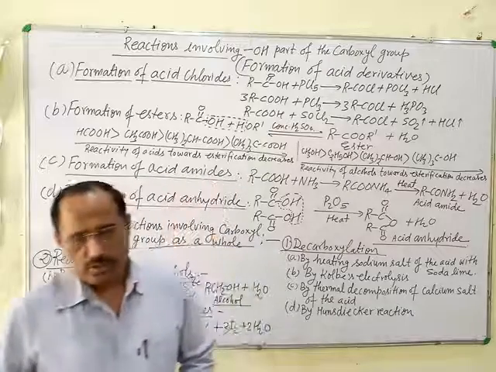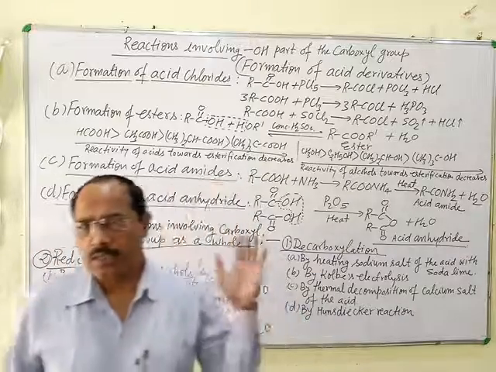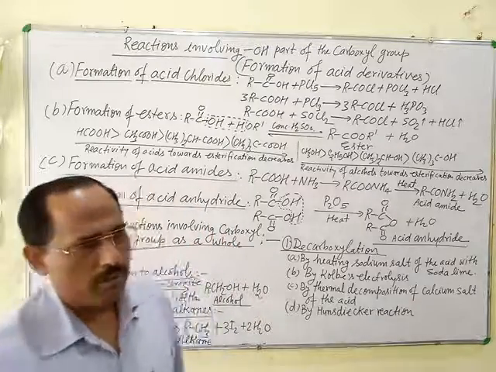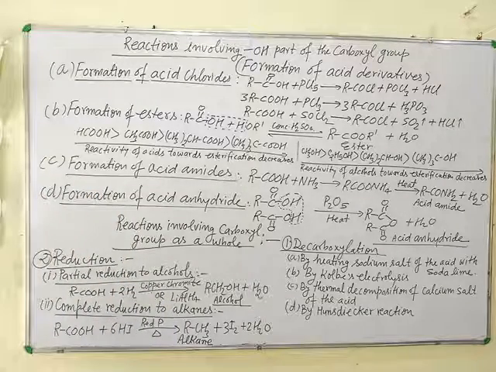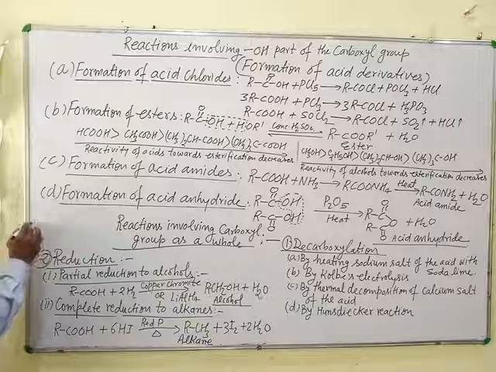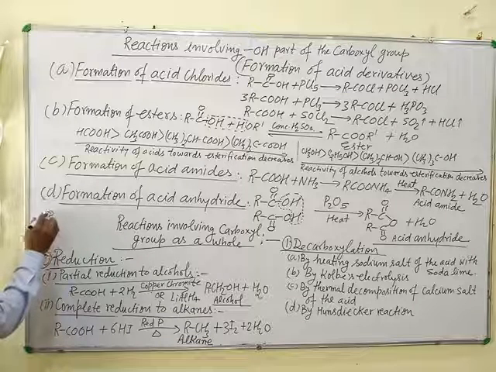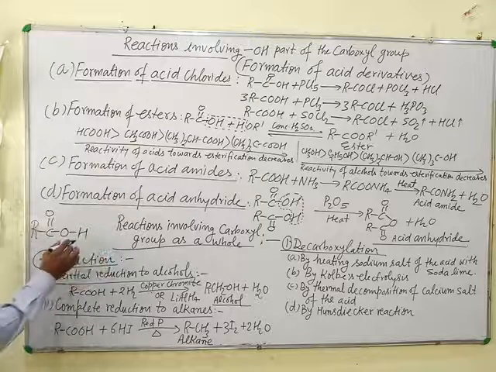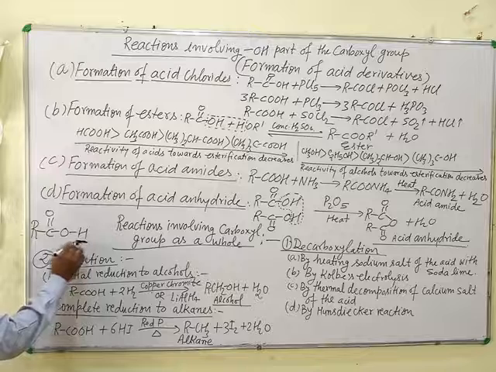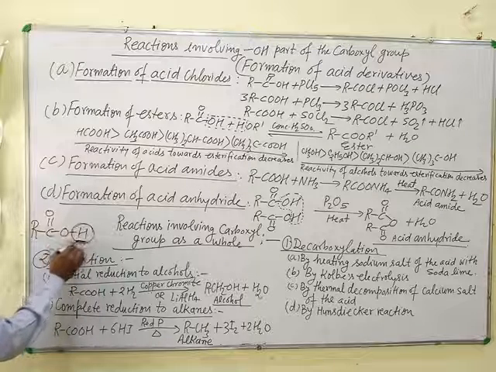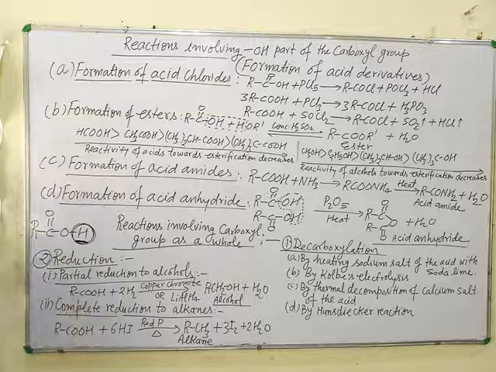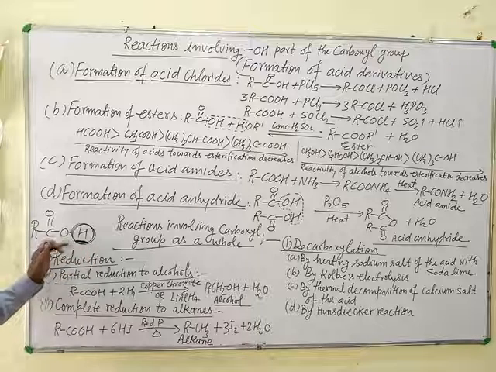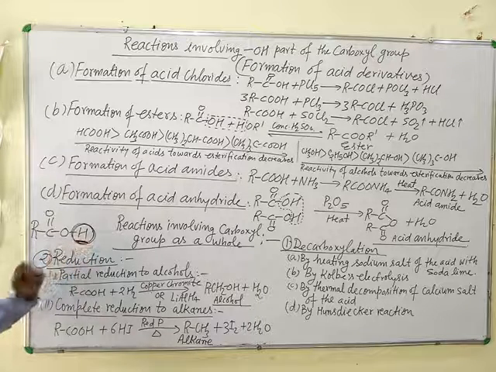Hello students, today we are going to discuss the remaining chemical properties of carboxylic acids. Carboxylic acids are written as R-COOH. In the previous lecture, reactions involving active hydrogen were clearly discussed. That means the reactions due to active hydrogen or ionic hydrogen, the acidic character of carboxylic acids, are already discussed.